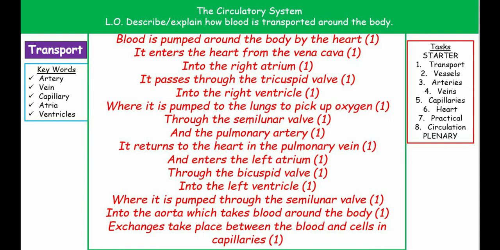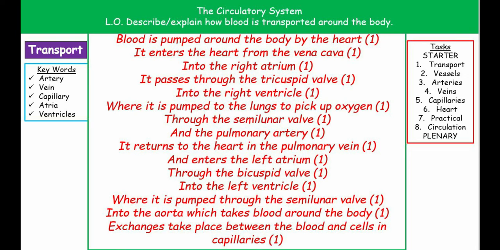Then we go on to talk about the fact that the blood will enter the heart from the vena cava, mark for that one. It goes into the right atrium, a mark, passing through the tricuspid valve, mark for that word, and then into the right ventricle, mark for that bit. Where it's pumped to the lungs to pick up oxygen, a mark for that, and again I hope we got that bit in our answers for virtually all cases.